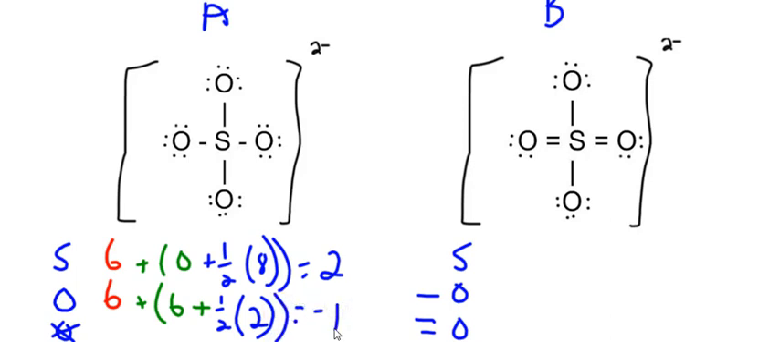Okay, and does that make sense? Well, if I were to add them all up, if this is a +2, -1, -1, -1, -1, does it all add up to -2? Sure does. That's the charge. So far so good. Let's try this one.